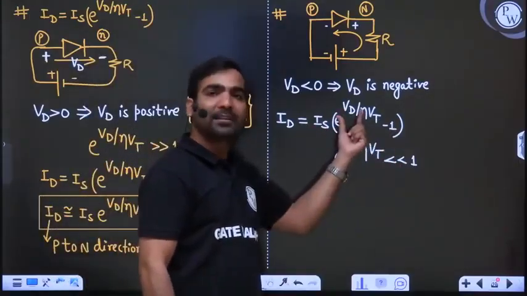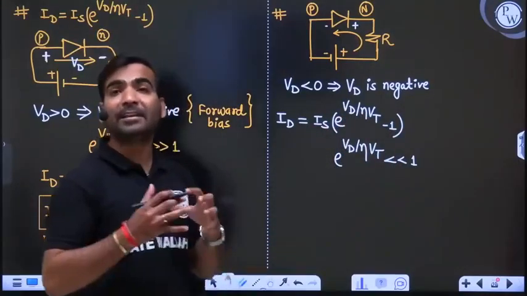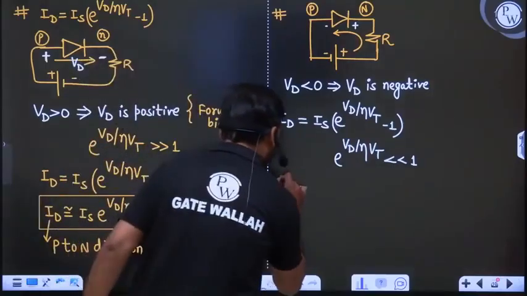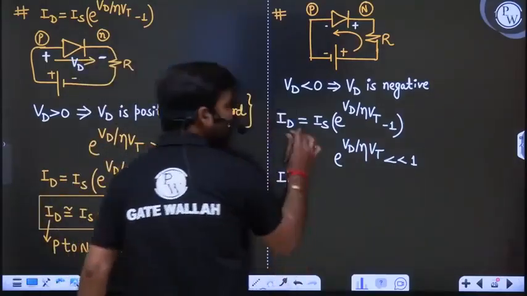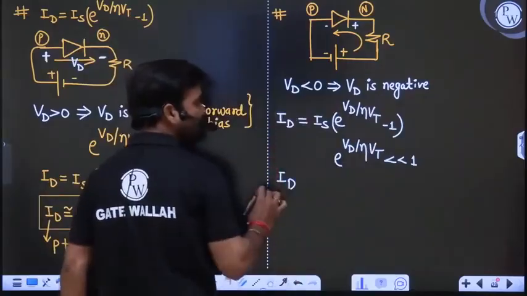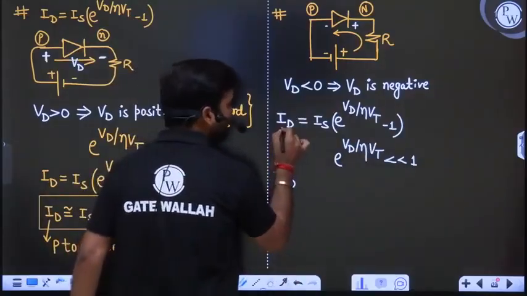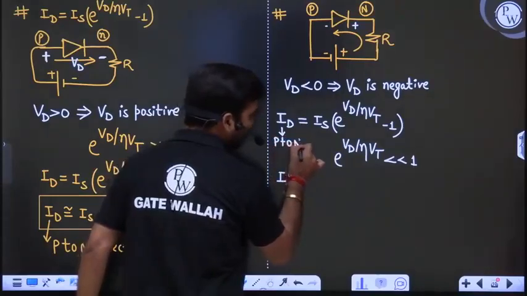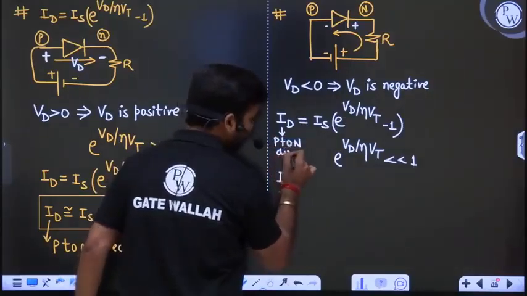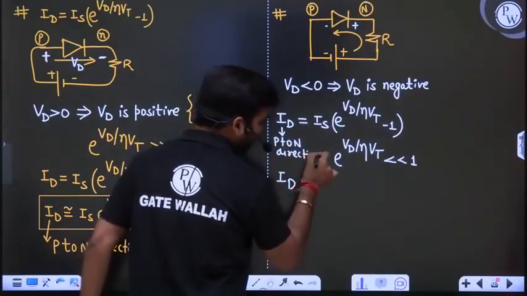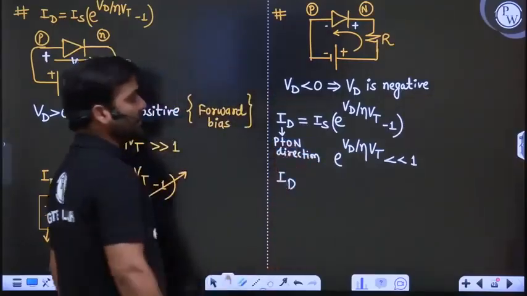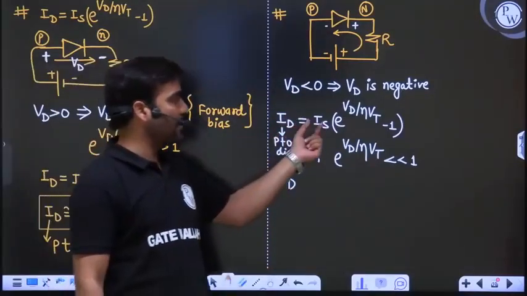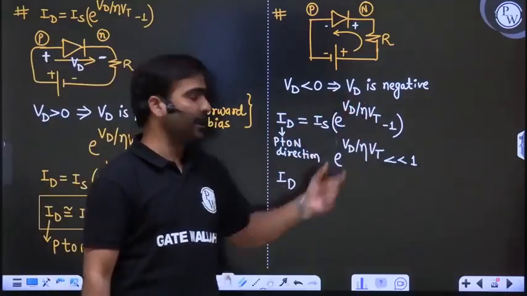We will neglect this exponential term, which is very small compared to 1. Now in this equation, what is the meaning of Id? In this equation, Id means current in P to N direction. This equation is saying that current in P to N direction is equal to Is times e to the power of diode voltage upon eta Vt, minus 1.